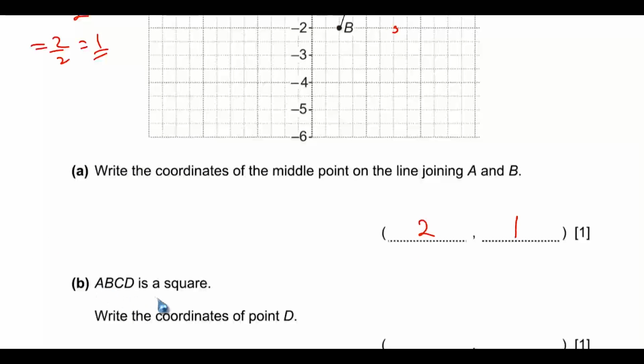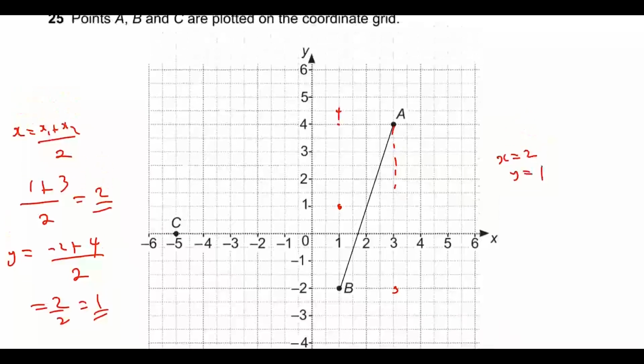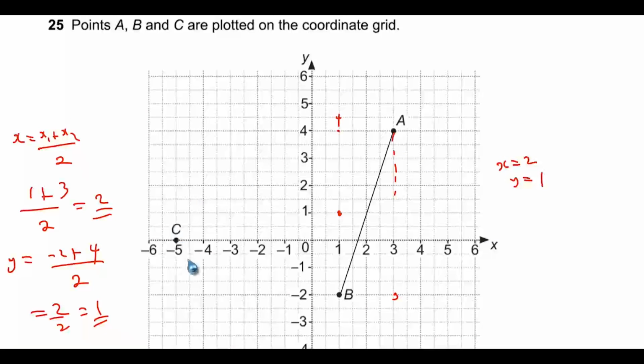Part B, ABCD is a square. Write the coordinates of the point D. Okay, so to form a square, let's join this together. So we can draw another line from B to C. Now to get the coordinates of point D, for sure it will be somewhere around here, but we need to draw a line and measure the angle at which it goes to point D from point C.